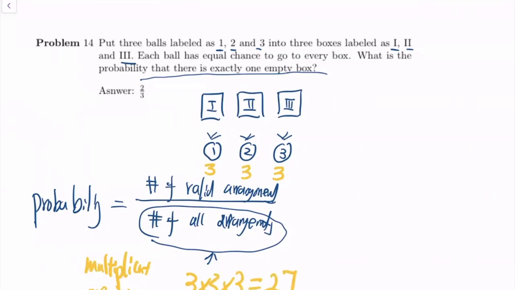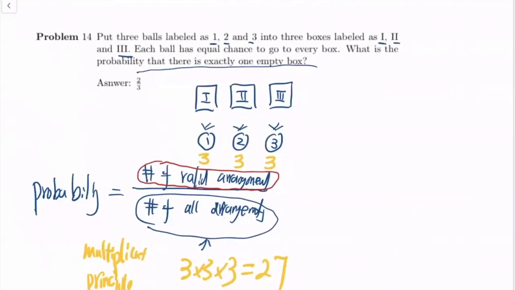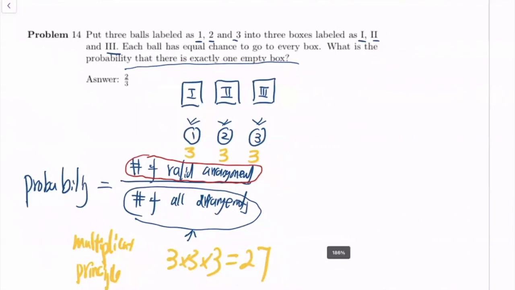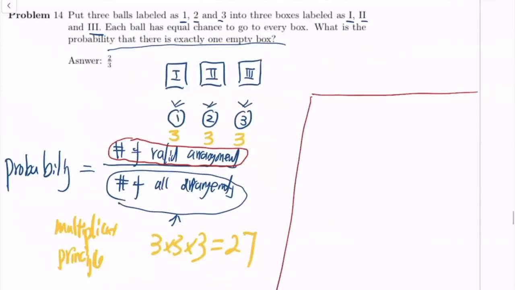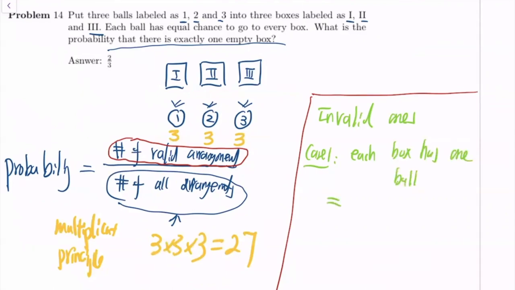Okay? And now when you find the valid arrangements, there are different ways to do it. Either you can just calculate directly the number of valid arrangements, or we can calculate invalid ones. So here I choose to calculate invalid ones, all right? Invalid ones, we have two cases. Case one, which means each box has one ball. And for this case, it's basically just a permutation of three balls. So this is 3 factorial, which is 6, right? You have three balls, put in three boxes, and each box has one ball. So the number of ways is just 3 factorial, right?